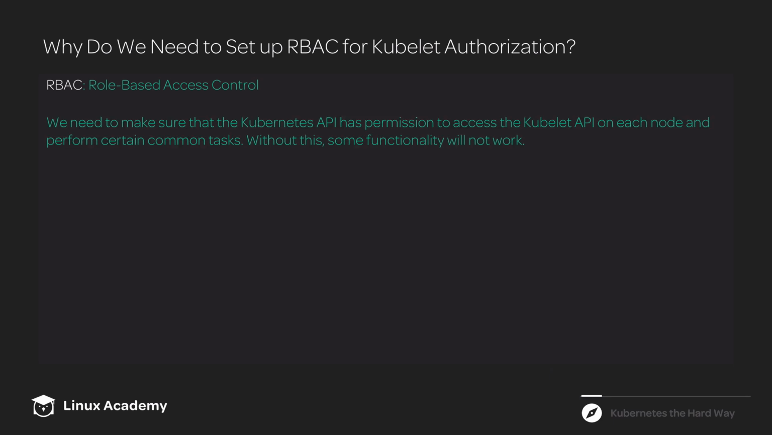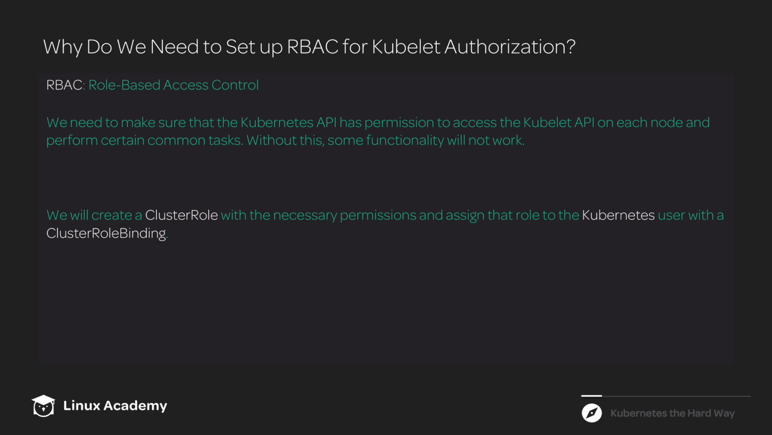However, when we're setting up Kubernetes from scratch, like we are in this course, we need to make sure that the Kubernetes API has permission to access the kubelet API on each node and perform certain common tasks. If we don't do this, some functionality won't work because the permissions that are necessary for it to work won't be in place. So what we're going to do is create a cluster role with the necessary permissions, and we're going to assign that role to the Kubernetes user with a cluster role binding.